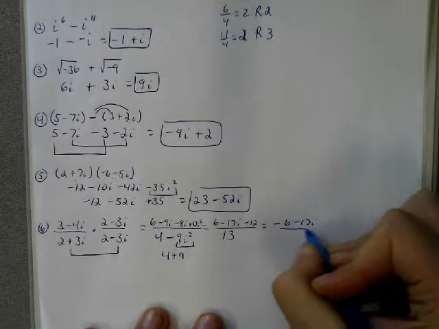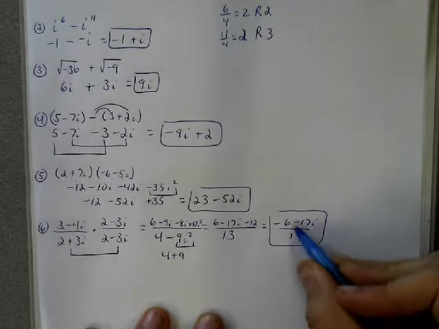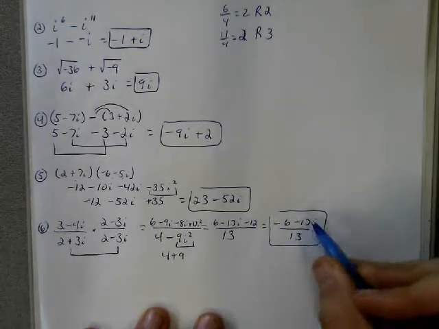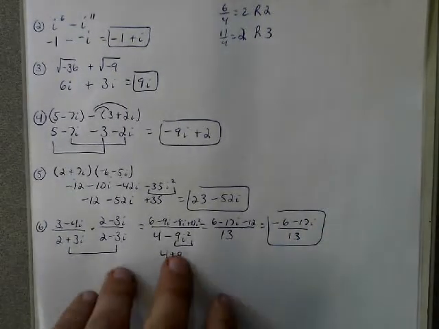minus 17i over 13. On this final answer here, if we could reduce these numbers, we would. But since there's no common number that goes into 6, 17, and 13, it is not reducible.